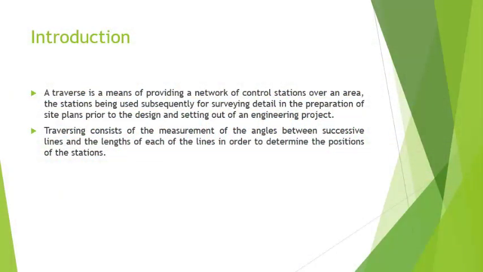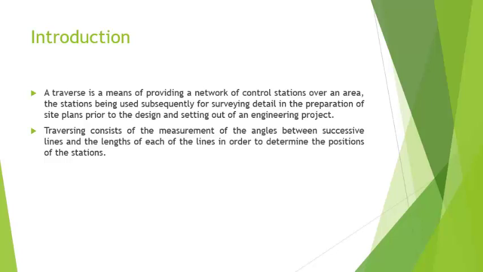A traverse is a means of providing a network of control stations over an area. So what does this sentence mean? From the traverse work, we can create a network from a series of imaginary lines, which we call survey lines, that connect several control stations. The control stations or survey stations can be identified in the physical form of wooden pegs or metal pipes with caps with survey markings over an area such as the construction area.